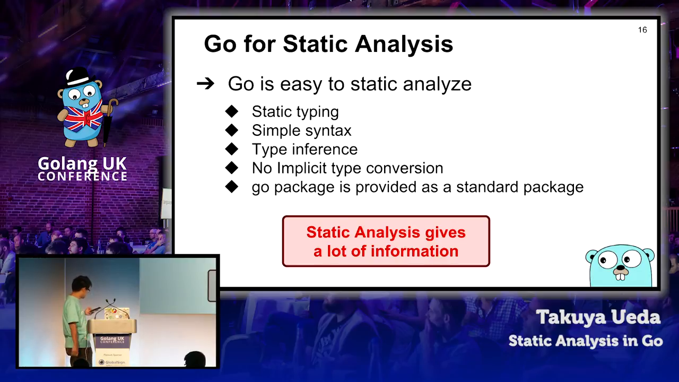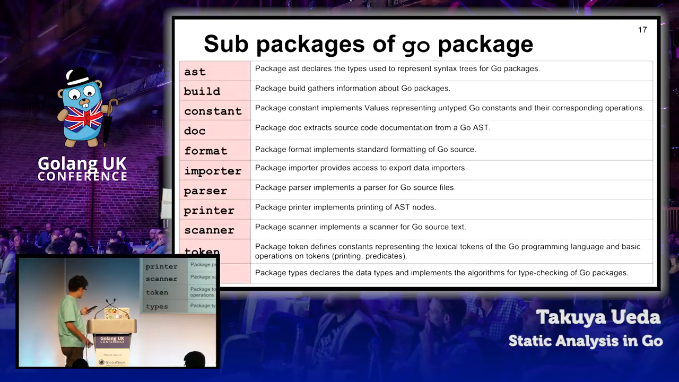I think Go is a comfortable language for static analysis because Go has static typing, simple syntax, and type inference, and there is no implicit type conversion, and Go packages are provided in the standard library. We can know a lot of information with static analysis in Go. The Go standard library provides many sub packages. They are used for static analysis. In the next section, I will explain how to analyze Go source code with these packages.